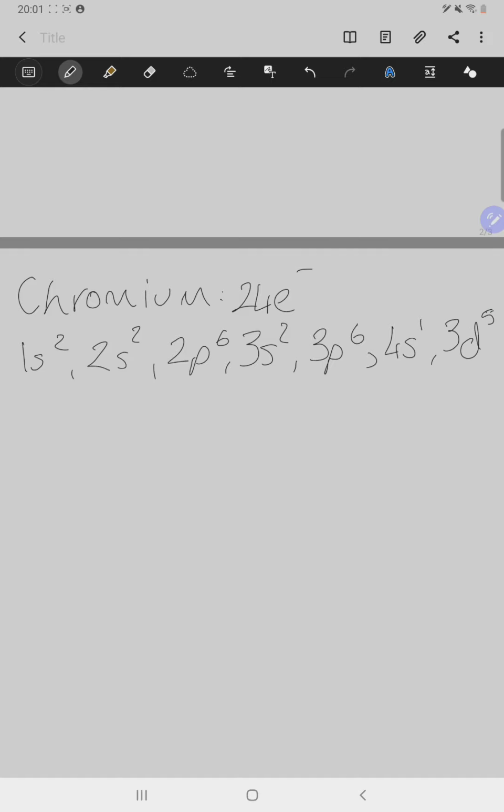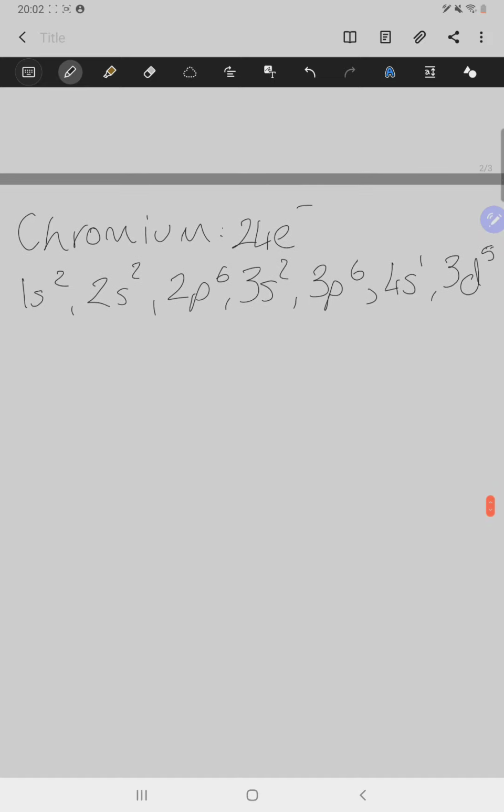And the reason being is that a half full or a full sublevel has extra stability with it. So if we can half fill that 3D sublevel, that will give it greater stability. The 4s sublevel is also half filled, but with having the 4s and the 3D half filled, that is more stable than having a full 4s and only a partially full 3D.